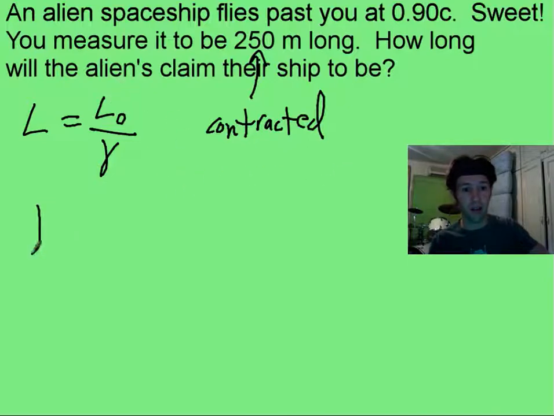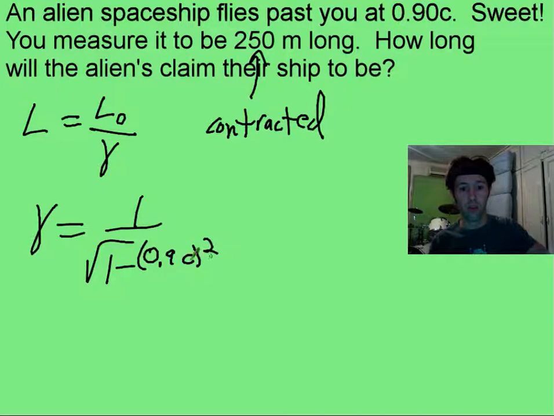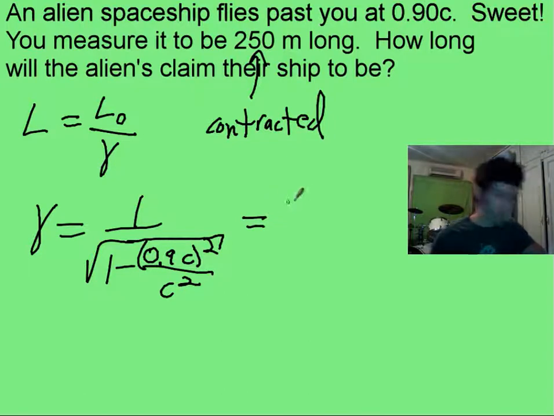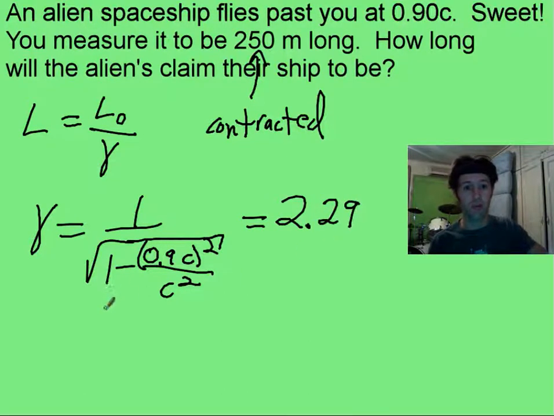First you need to find out what's your Lorentz factor. You know it is going to be 1 over the square root of 1 minus v squared divided by c squared. If you then do the math, which you should have already, you should get a Lorentz factor of about 2.29.